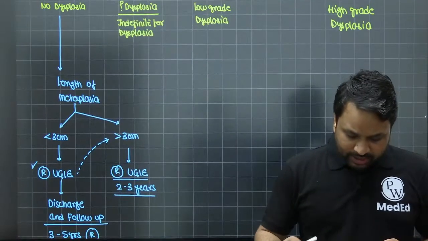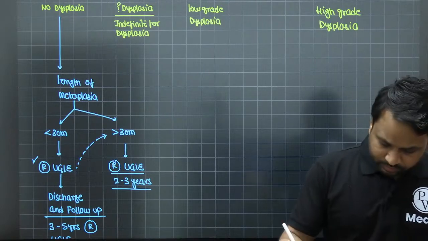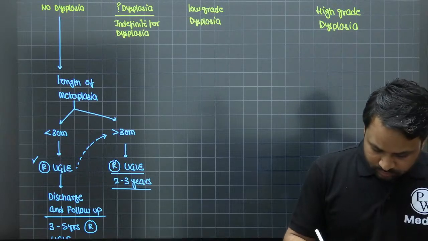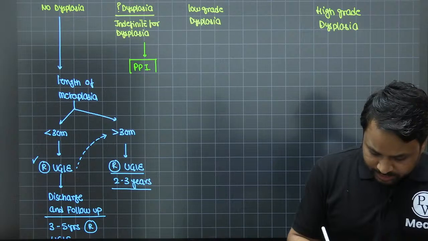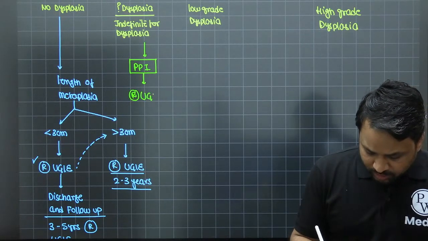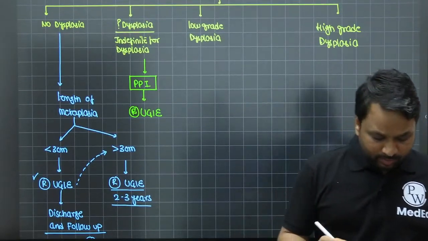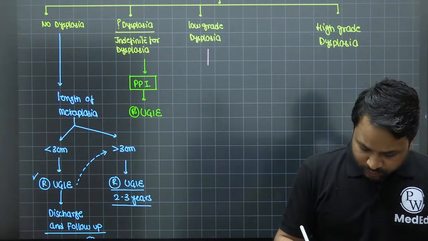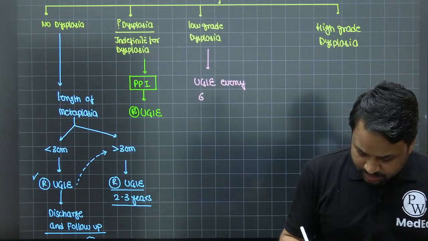Now, on the other hand, if there is an indefinite form of dysplasia, here you have to start the patient on proton pump inhibitors for acid suppression. After that, repeat the upper GI endoscopy, right? So you give a proton pump inhibitor, suppress the symptoms, and then repeat an upper GI endoscopy, right? If there is a low grade dysplasia, you have to do an upper GI endoscopy every 6 months.